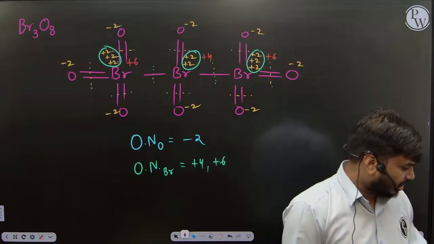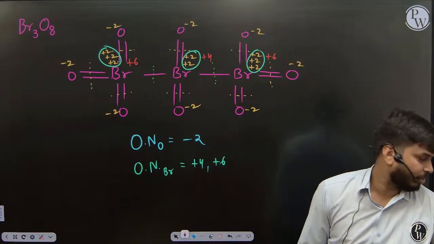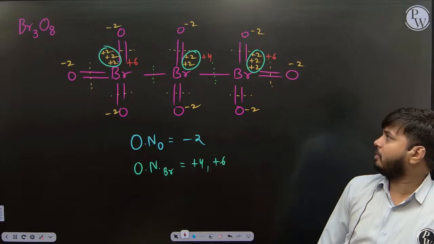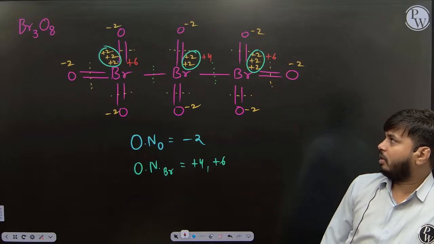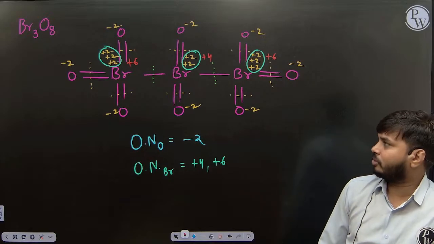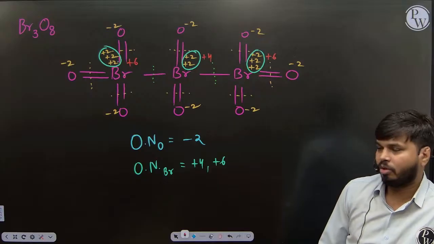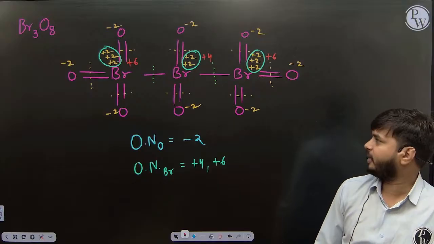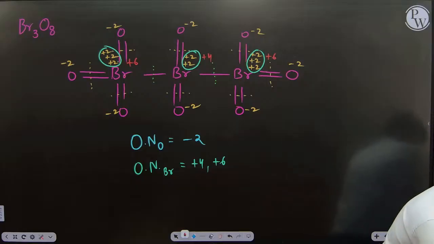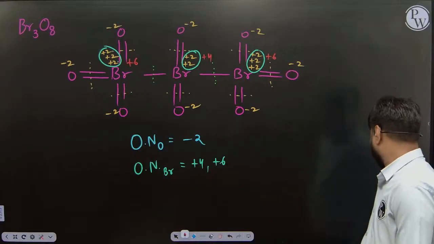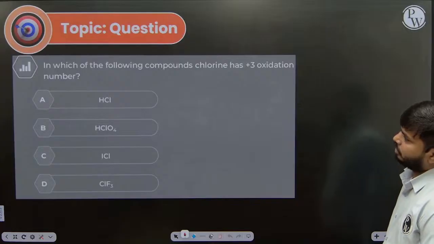Right? So this is how we can do the questions based upon the structure. Based upon the structure, we are calculating the oxidation number. Correct? Okay, now let's come to our next question.